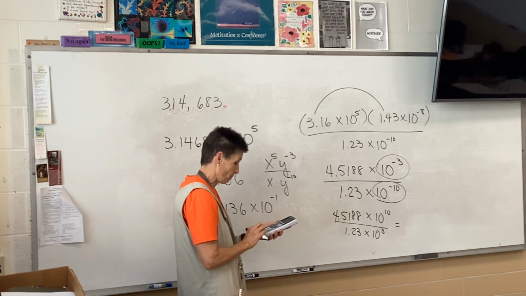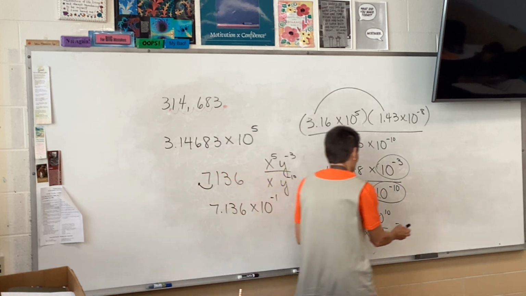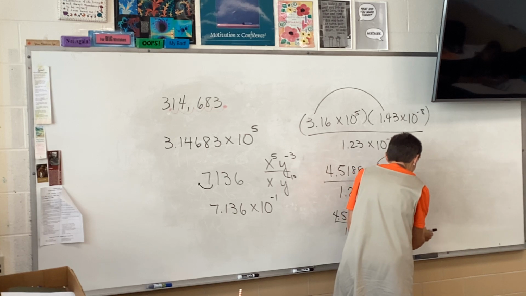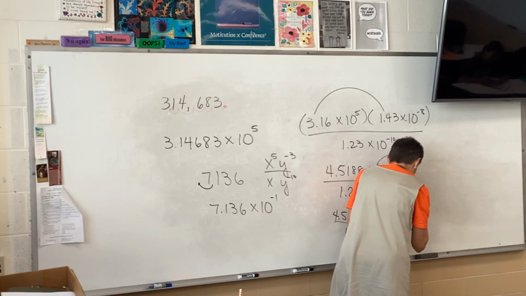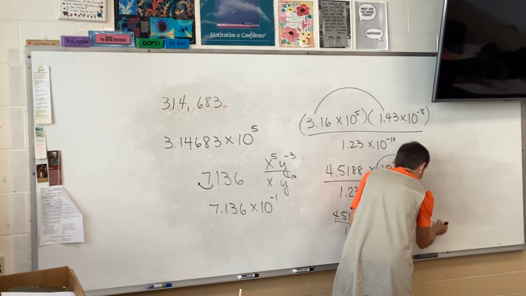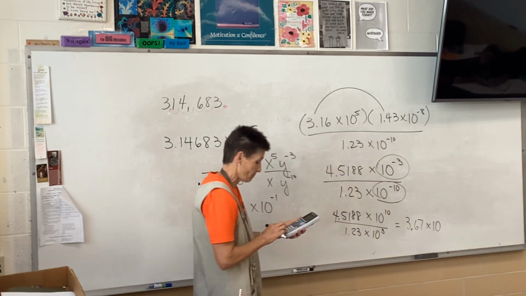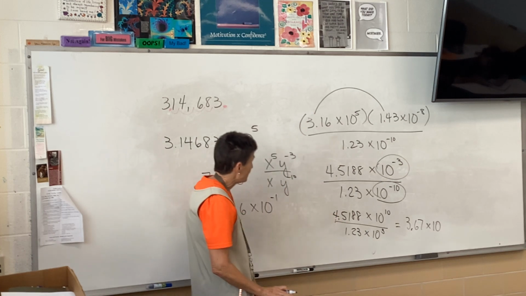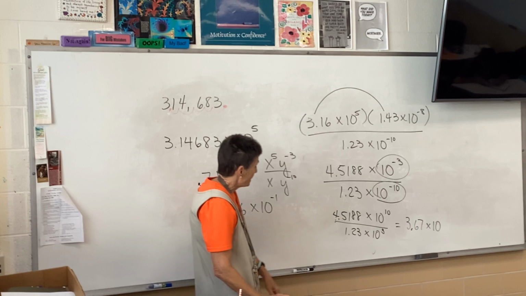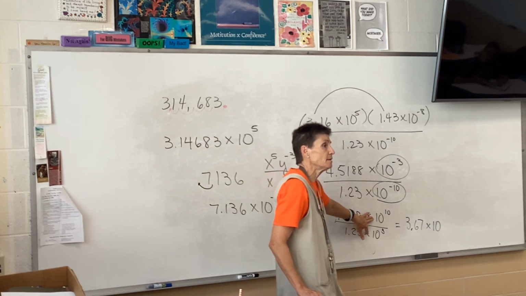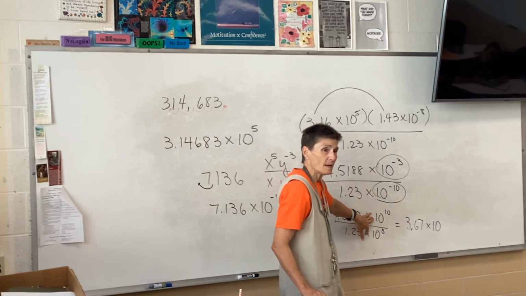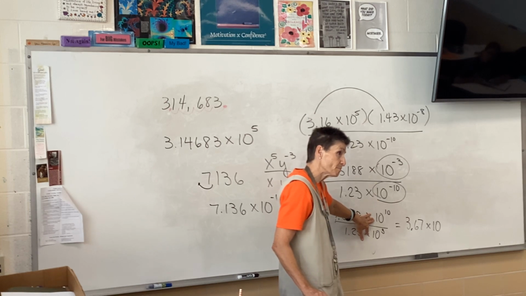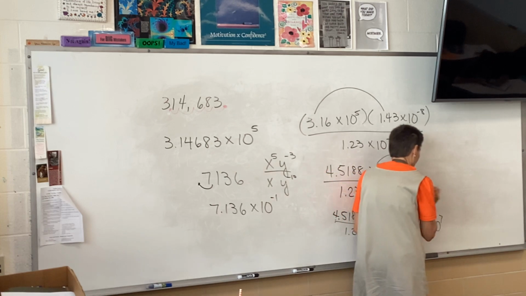4.5188 divided by 1.23. And I am going to round this off. Why? Because I got way too many decimal places. So I'm going to say 3.67. This is a division problem, so I just divided. And now I've got 10 tens on the top and 3 tens on the bottom. So that's going to leave me with 7 tens.